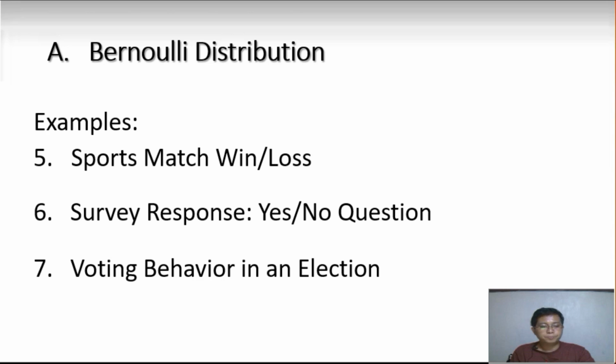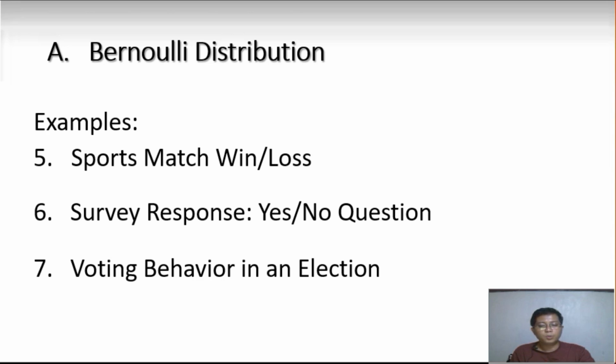Another is in sports match, especially if it's a win or lose. So when a football team plays a match, for instance, the team wins, which is success, or loses, which is failure, where P is the probability of the team winning based on factors like team performance and opposition strength. Another is in a survey response, specifically if it is a yes or no question. When a survey asks a respondent a yes or no question, the respondent answers yes, which is success, or no, which is failure, where P is the probability of a yes response.